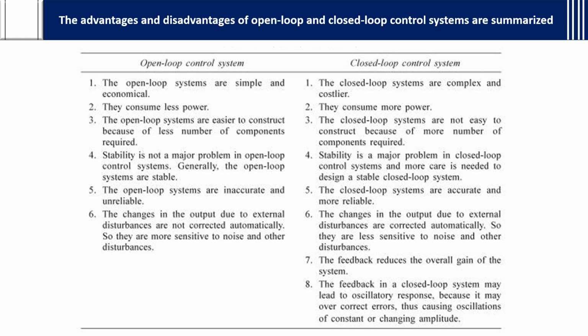And fourth point, stability is not a major problem in open loop control systems. Generally, open loop systems are stable. The open loop systems are inaccurate and unreliable.